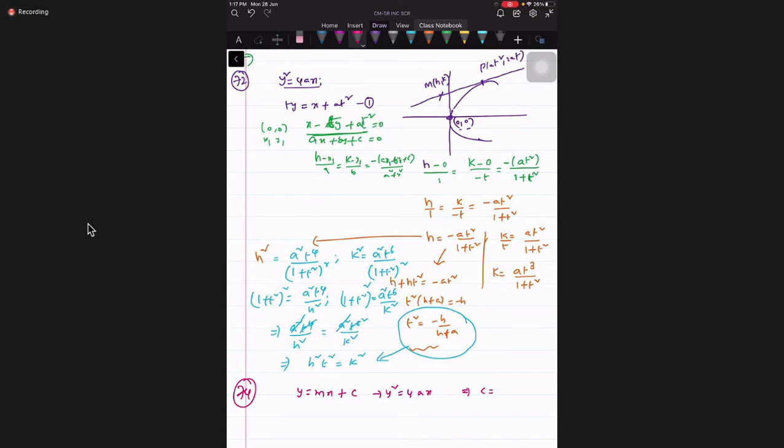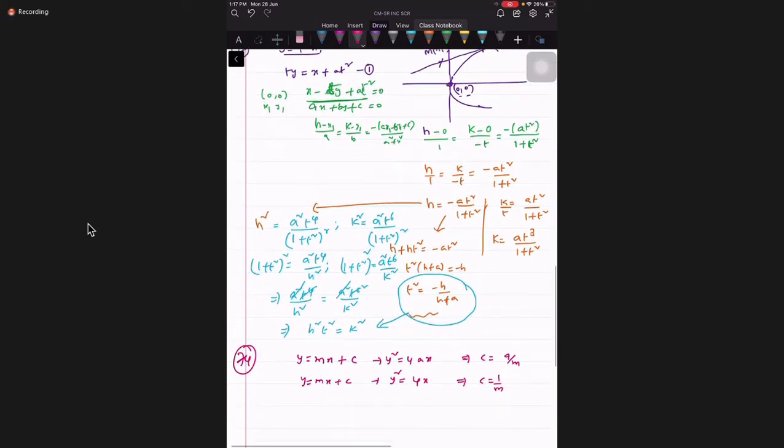What is the condition? c = a/m, which is a by m. And now I am taking y = mx + c as tangent to the parabola y² = 4x. Then c = 1/m. c equals 1 by m.